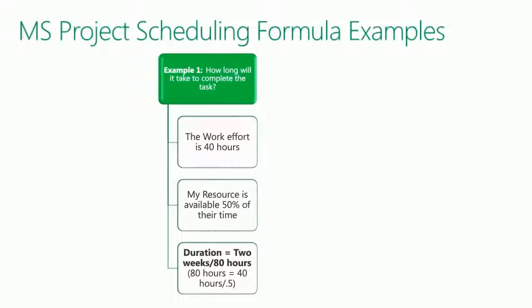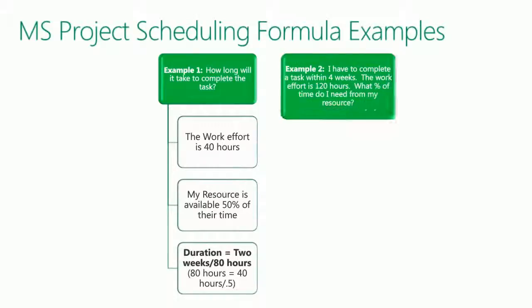How about if we had to complete a task within 4 weeks and the work was 120 hours? Again, if we divide one over the other, if we take the 4 weeks, in this case it's going to be 20 days. So if we put 20 into 120, let's see what the math says. The duration is 160, not 120. So we have 120 hours of effort, and if we divide that into 160 hours of duration, we're going to come out with a units calculation of 75%.